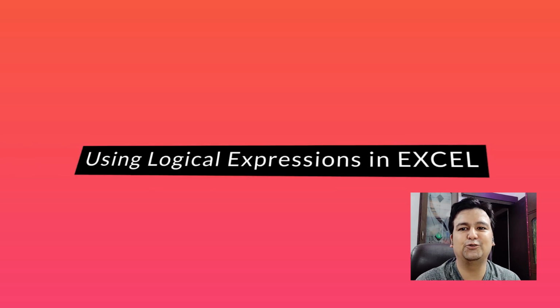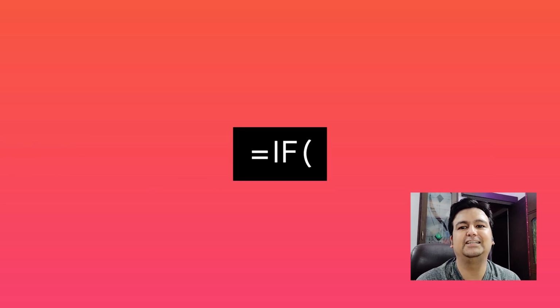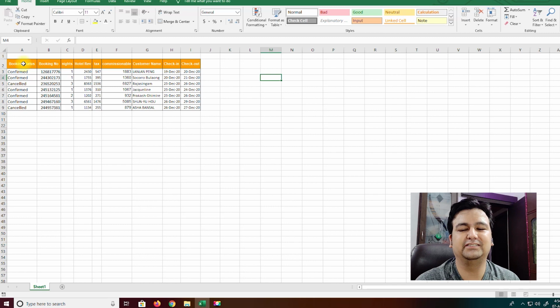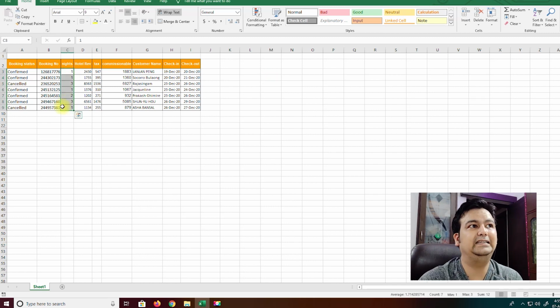This is Aman and I'm going to talk about IF, AND, OR, all the three. Let's see how this works out. I have some data here which has reservations. Let's say we need to calculate the number of nights a person will be staying with us, and I'll delete this number because it has the bookings that were cancelled.